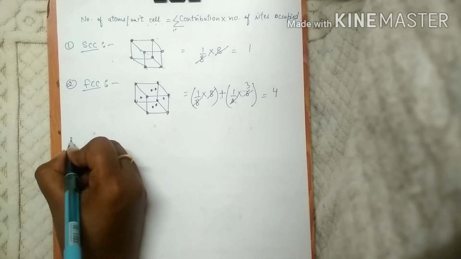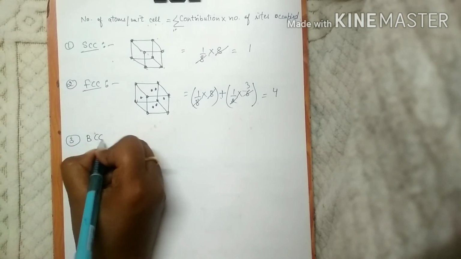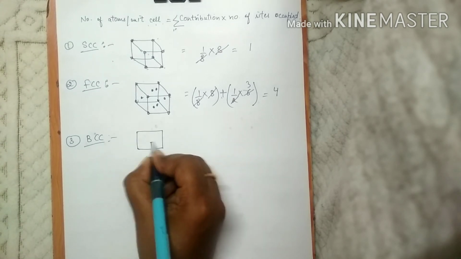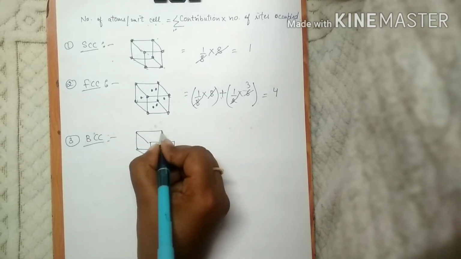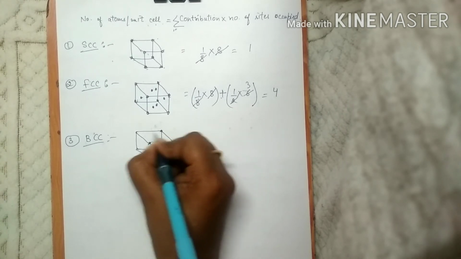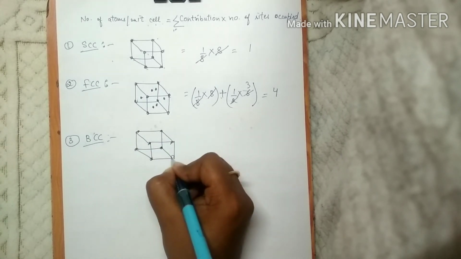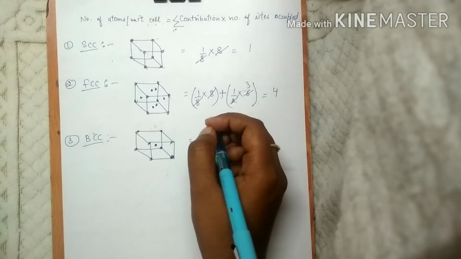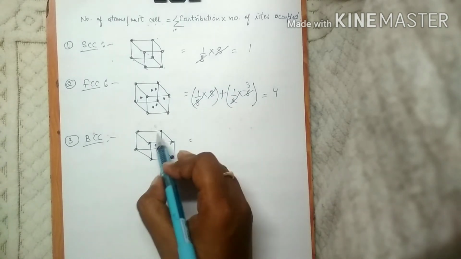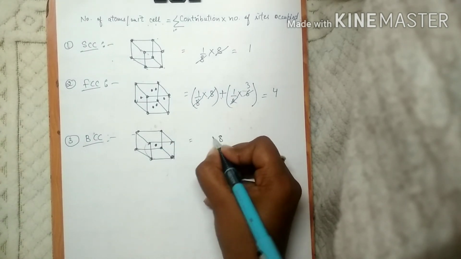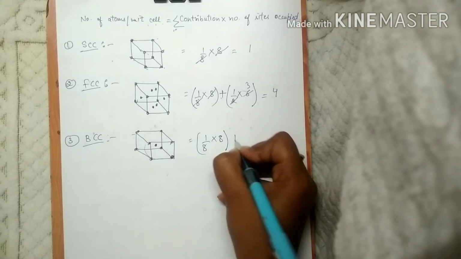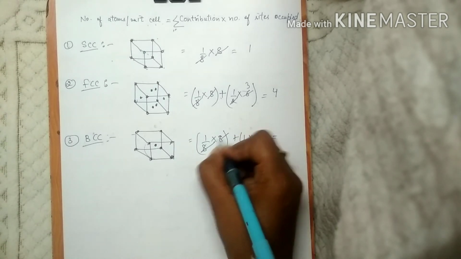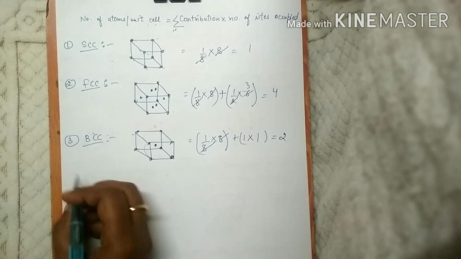Next, the third case, BCC. In BCC, atoms are present at all the 8 corners as well as the body center. So first of all, we'll take the number of atoms per unit cell according to the corners. There are 8 corners, each corner contributing 1 by 8, plus 1 at the body center, which contributes 1 full atom. So it comes out to be 1 plus 1, 2 atoms.